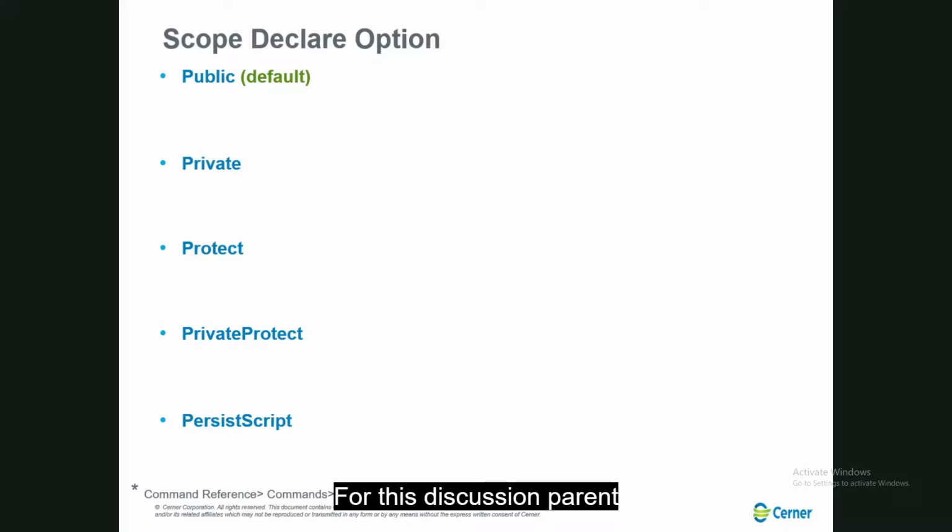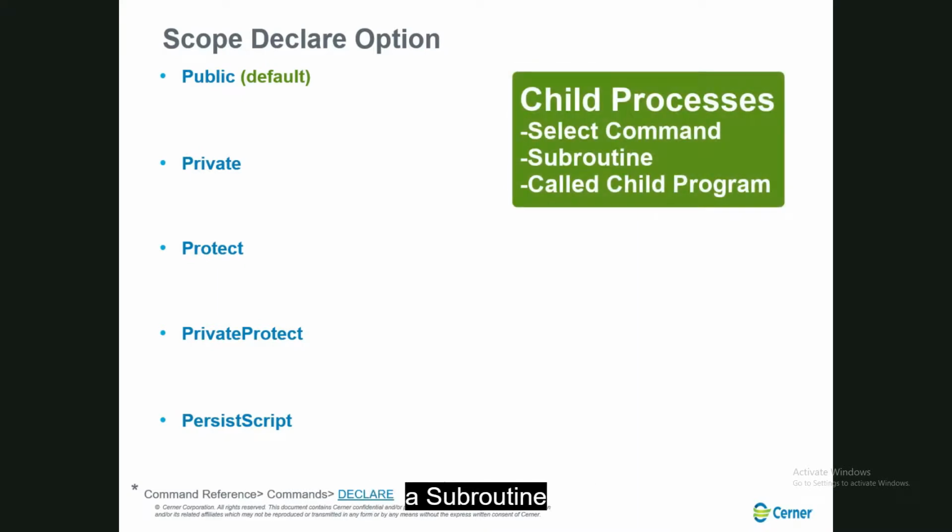For this discussion, parent processes and child processes will be used to help describe the scoping options. The parent process will be the process that calls the child process. For these examples, that parent process will be the main or parent program. There can be multiple child processes. They will be provided after we discuss the various scoping options. To assist with this discussion, a few of them that we will use are the select command, a subroutine, and a child program run using the execute command.